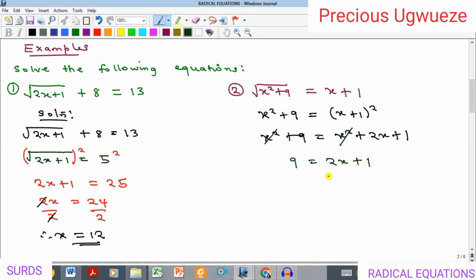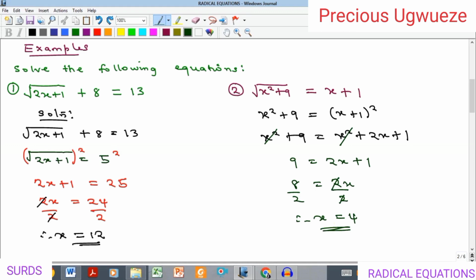And so at this point, what do we do? Collect like terms and divide both sides. When we take 1 to this side, we'll have 9 minus 1, which is 8, equal to 2x. At this point, we divide both sides by 2, and 2 takes away 2. Therefore, our x is equal to 4, and that is the required solution.